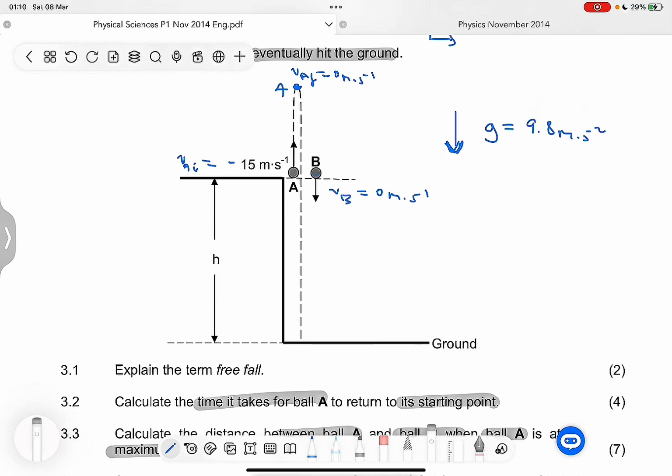Right, how can we quantify that distance? The best way to answer this question is to focus on each ball separately. When we look at ball A, we can find this height here, and also when we look at ball B, we can find that height here. Then we can somehow combine or add those two heights. It becomes really a simple problem when you look at them separately. Now to get the height for ball A, I can still use the initial velocity, the final velocity at the maximum height, and I still have the acceleration due to gravity, and then I can find the height.